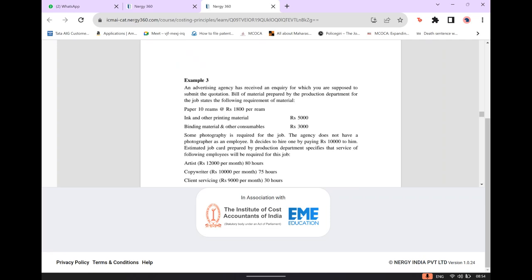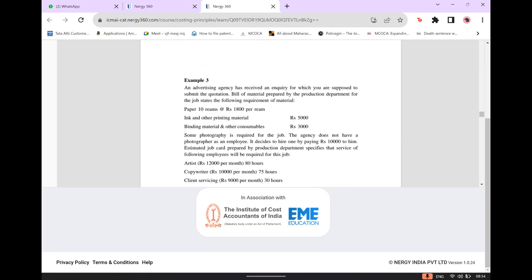Some photography is required for the job. The agency does not have a photographer as an employee. It has to hire one by paying him 10,000. So this is the cost which is particularly for this particular job.